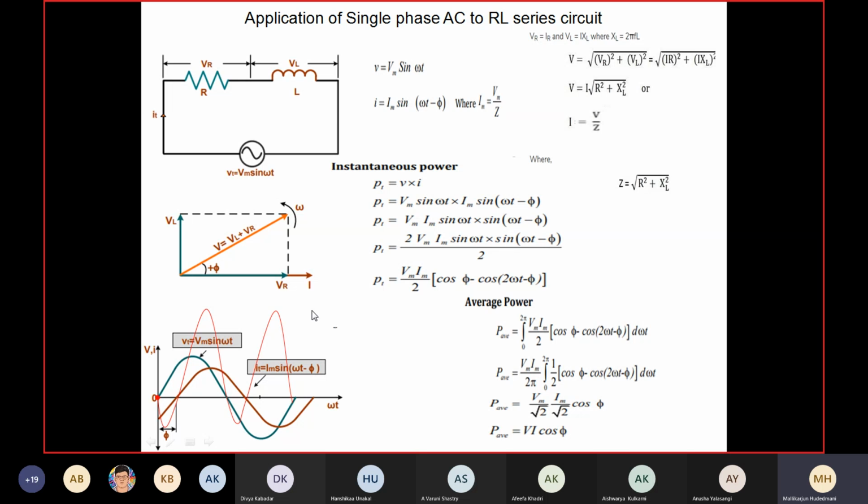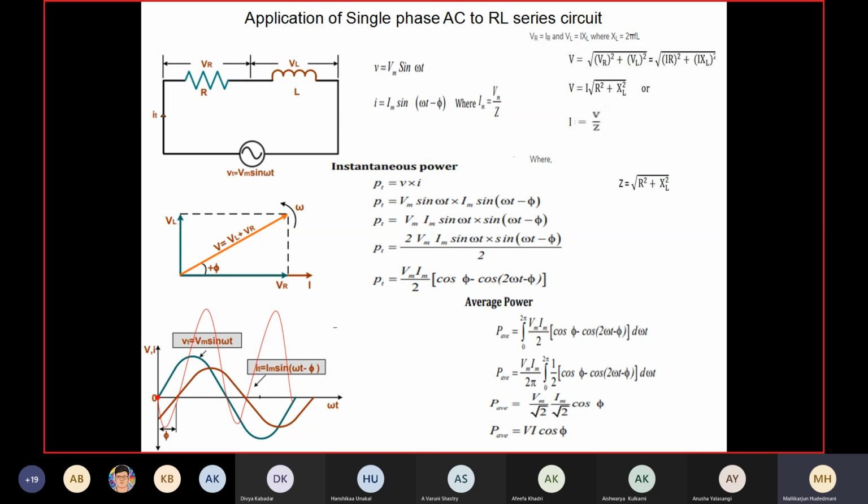Later, from this vector diagram, I will understand V equal to square root of VR square plus VL square, which I got here. Nothing but IR square plus IXL square. If I take I out, I will get V by Z equal to I. Current equal to V by Z. What is Z? Impedance I got. Square root of R square plus XL square, like that. So this is how a simple view from fundamentals made us understand the RL series circuit. So this is how we can conclude our RL series circuit.